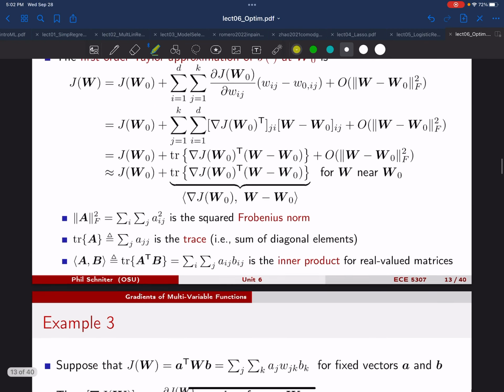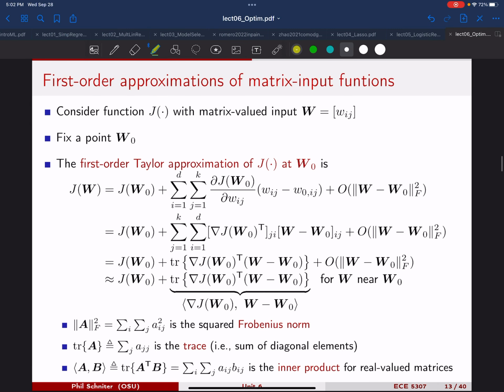So let's say the last thing we'll talk about today is how to extend this to the matrix input case. So we talked about scalar input, vector input, now matrix input. So we have a matrix W, and let's denote the entries of the matrix W by the little w's, non-boldface, with indices ij. In other words, i indexes across the rows, j indexes across the columns of W. And at the ith row and jth column, the entry is little w_ij.